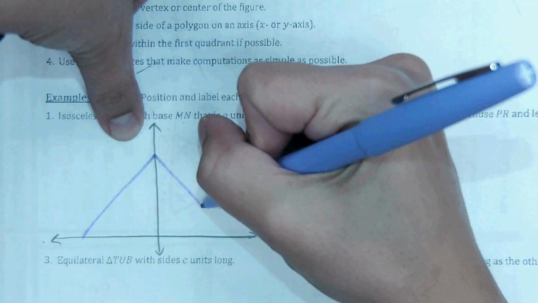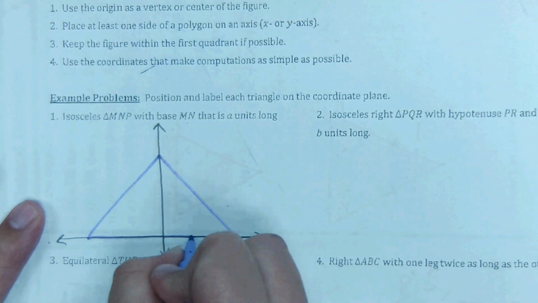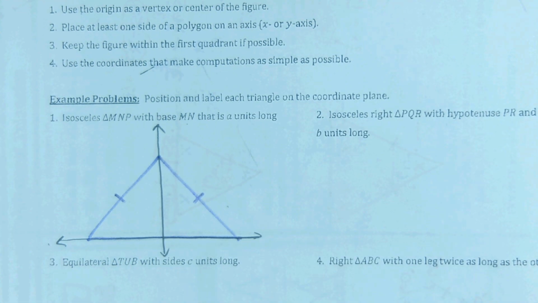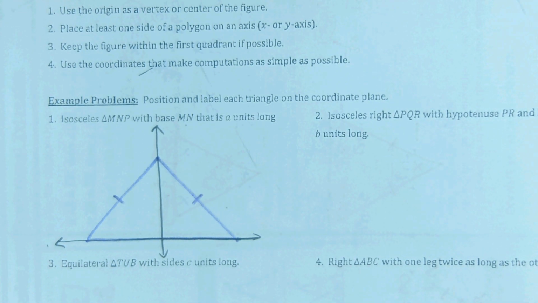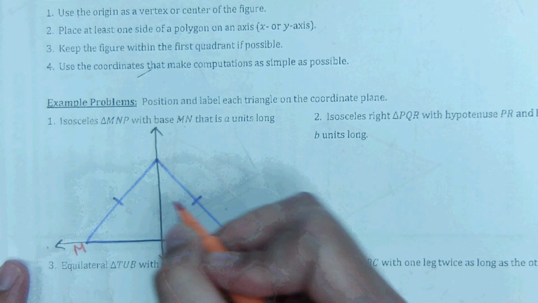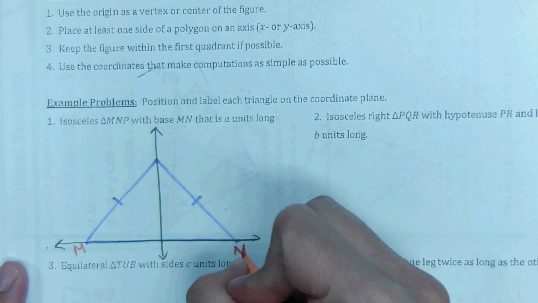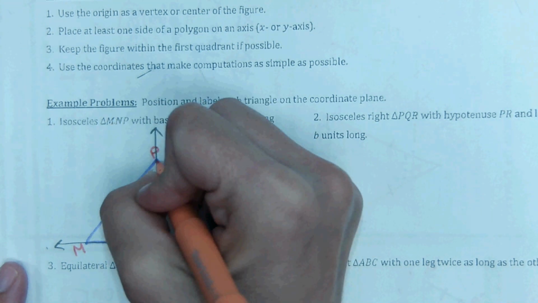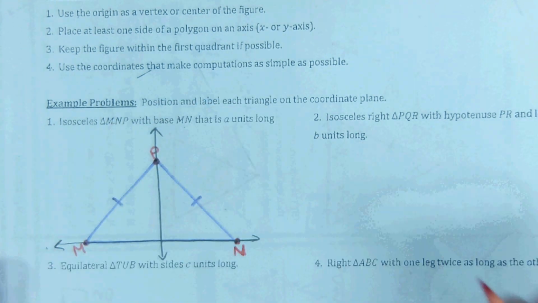Okay, so it says to draw an isosceles triangle with base MN. So what we're going to do here is draw a segment here, and then I'm going to try to draw the same segment this way. And here is our isosceles triangle. It says that the base is MN, so I will label this point M, this point N, and then P will be right here.